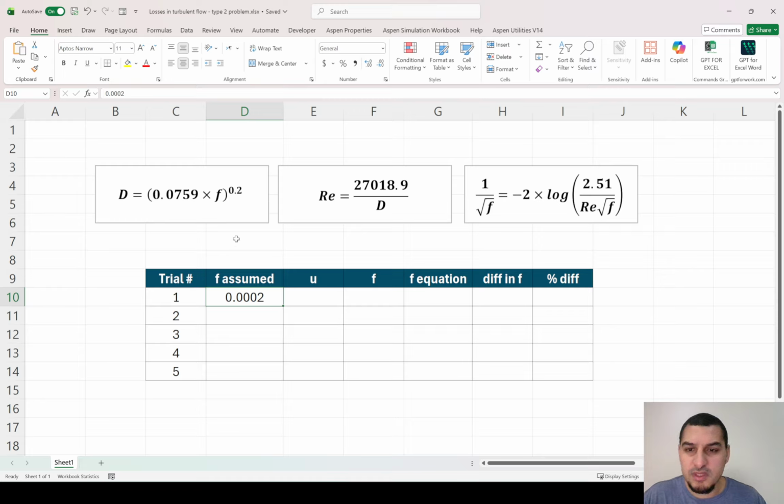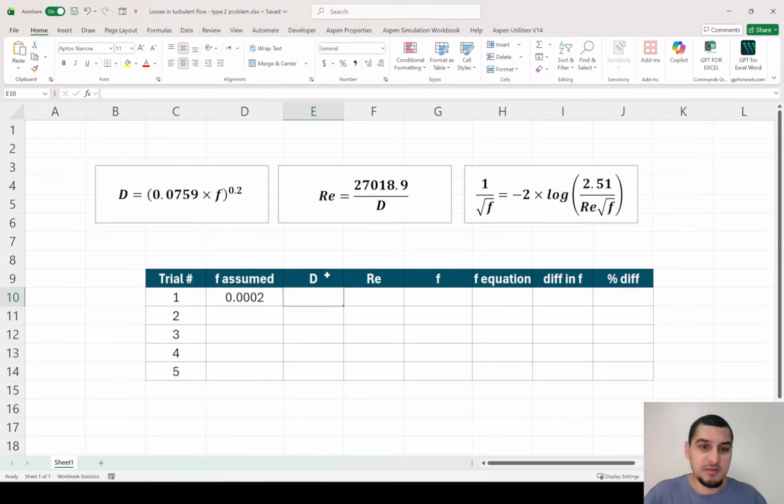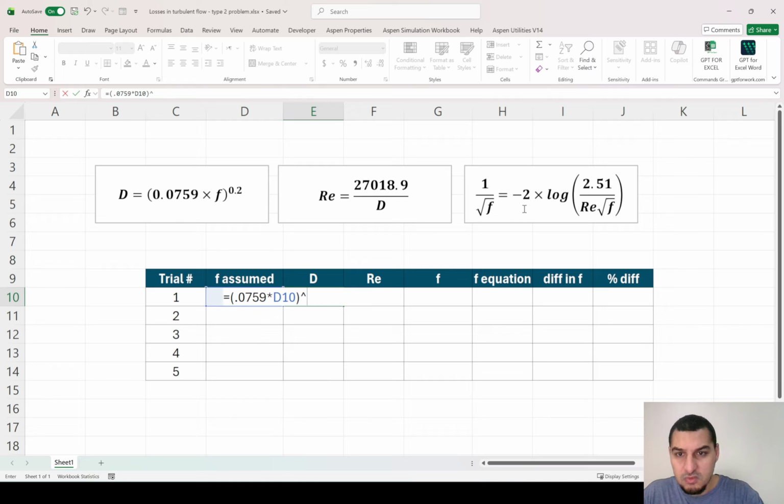So we start with assuming the friction factor, and then we calculate the diameter, and then Reynolds number, and then the friction factor. So we will put this as the diameter, and then let's add one more column here. So we'll have here Reynolds number and then F. So we'll just write the equations. So the first is 0.0759 times the friction factor, all power 0.2, and then Reynolds number is 27018.9 divided by the diameter.